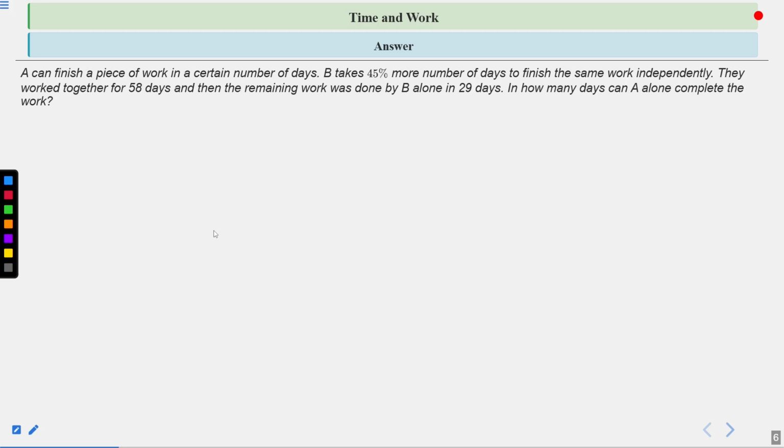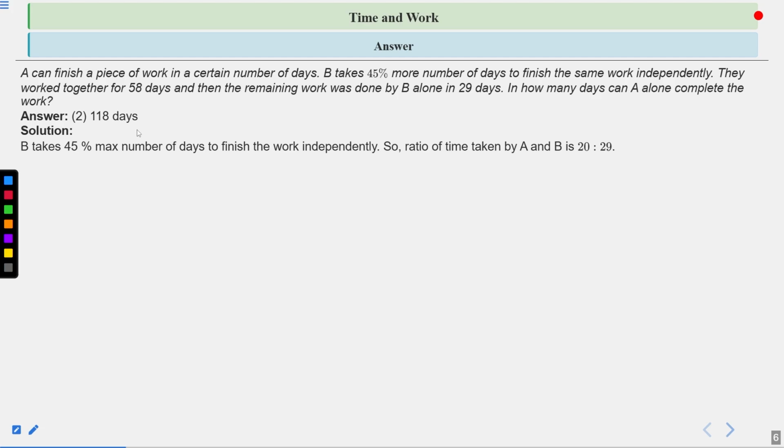So the question says that A can finish a work in a certain number of days. So we can let it be X number of days. B takes 45% more number of days. The question says that they work together for 58 days, and then the remaining work was done by B alone in 29 days. So we can calculate it. The correct answer of this question is the second one, which is 118 days. Now see the detailed solution of this question.